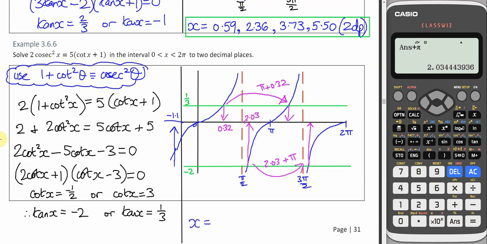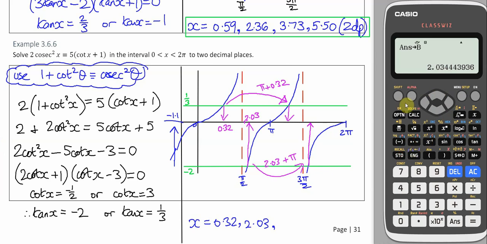So 2 decimal places, I've got 0.32, I've got 2.03, I've got 0.32 plus pi. Actually, this one on the screen is the 2.03. I'm going to store that under B. Let's do recall and check. Oh, I forgot to store the first one. Doesn't really matter, but I'm going to do it anyway. So store that under A. If we use recall, 0.32 stored under A, 2.03 stored under B.